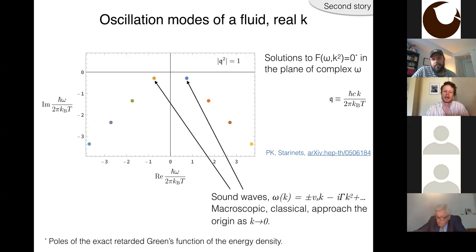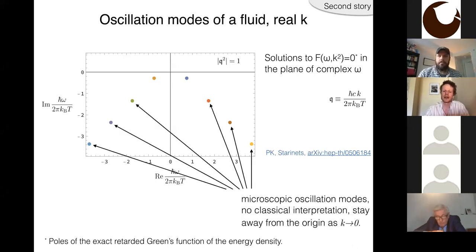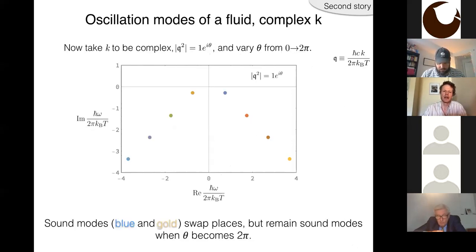Okay. So these two dots, the gold and the blue, which are the closest to the origin, these are the sound waves, whose relation between omega and k is like this. So there's a macroscopic classical excitation. They approach the origin as the wave vector goes to 0. And the other things, they are microscopic oscillations. They have no classical interpretation. They stay away from the origin as the wave vector approaches 0. Okay. So this was when the wave vector was real.